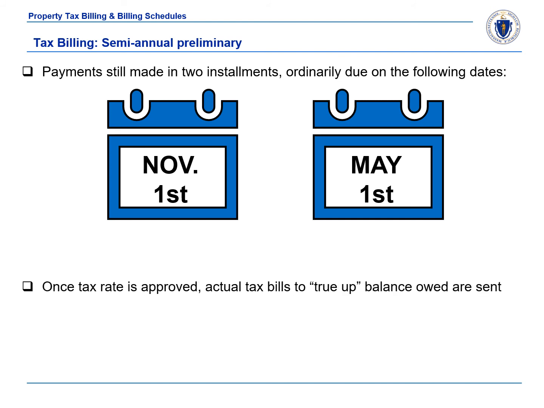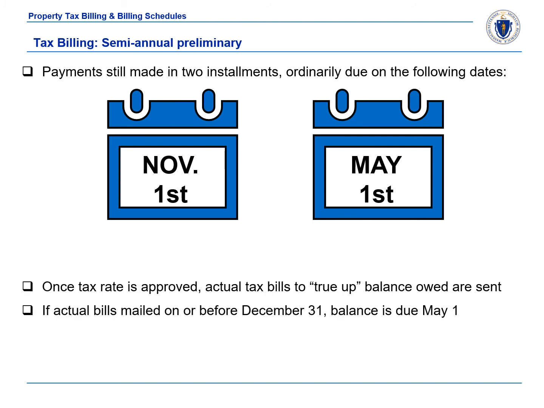After the community sets its tax rate, the assessors make the actual tax commitment and the collector mails actual tax bills for the year. Remember, these bills account for the full balance owed based on the final valuation for the current year. These bills true up the tax owed by the taxpayer. Because of this, the final tax bill will likely be different than the first bill. If actual tax bills are mailed on or before December 31st, the balance is due on May 1st.